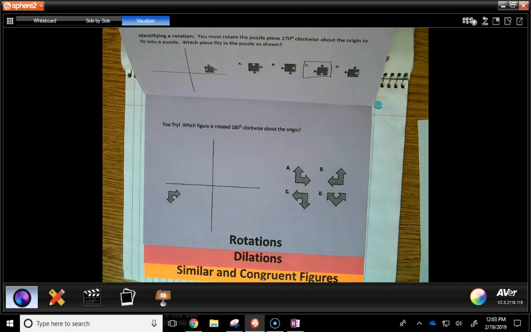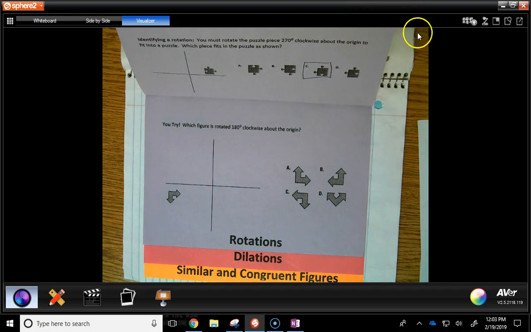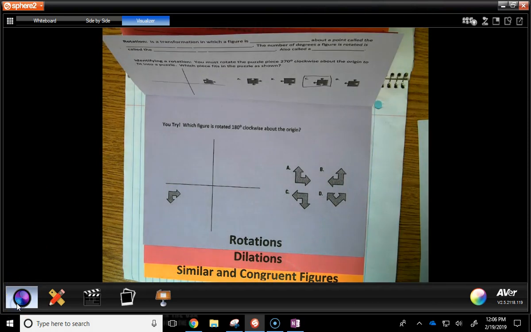Use your transparency paper. I'm going to pause, talk to your neighbor. I'm going to give a dum-dum to anyone who can get this right. To one person.